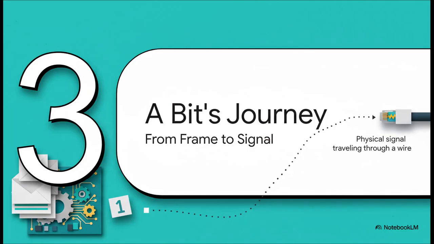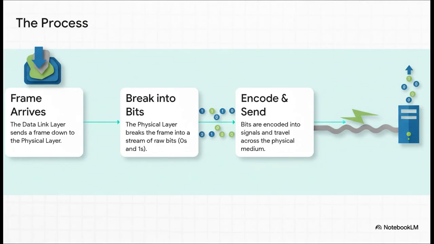All right, this is where it gets really cool. Let's get down to the nitty-gritty and actually trace the journey of a single bit as it moves through this layer. We're going to follow it from the second it leaves the digital world and becomes a real physical signal. So the process actually starts one layer up at the data link layer. It packages up data into something called a frame and hands it down.